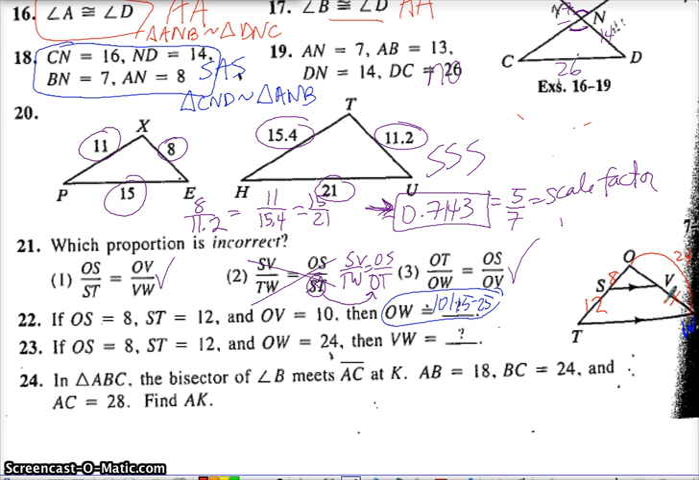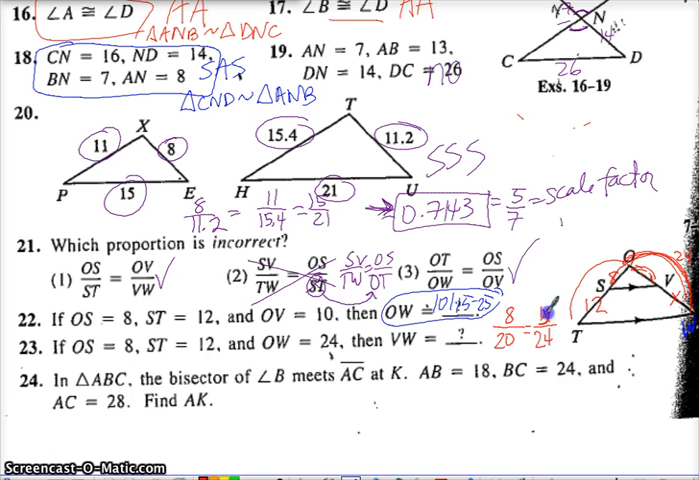Okay, we don't know VW. We do know this big part's 24, so how can we find this little part? Well, here's what I think you should do. Since I have the big part and I'm trying to find this part, if I find the little part, I can subtract it from 24 and get my X. So I can say the little part of the triangle, which is 8, is to the big side of the triangle, which is 20, as the little part of the triangle, which is X, is to the big part of the triangle, which is 24.